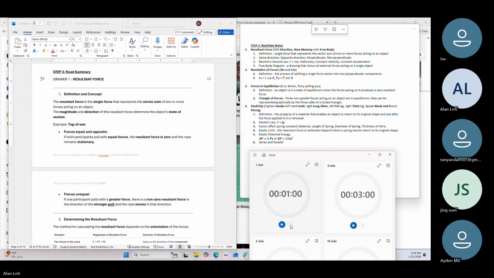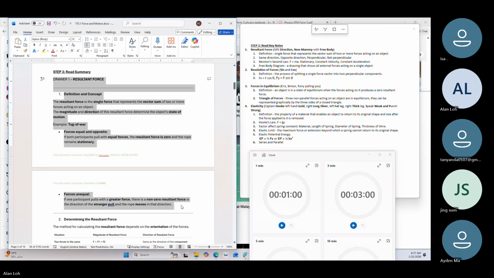Okay, is 1 minute enough, or do you need more time? If you need more time, let me know so that we can adjust accordingly. If not, we are going to go at this pace. Okay, no one raised their hand, so I assume this is more than enough.